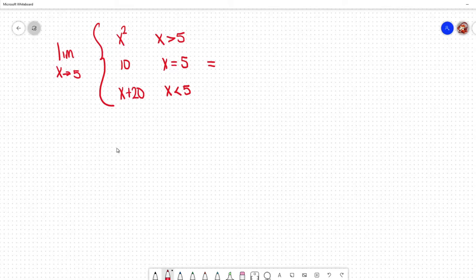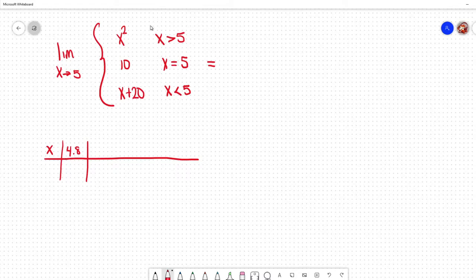So let's think about it. What we did last time was looking at it from a numerical perspective. So let's do that. Remember that a limit will exist if we approach the same value from both ends. So I'm going to approach 5 starting first from the low end. So we'll say like 4.8, and we're going to put it into the function that is appropriate.